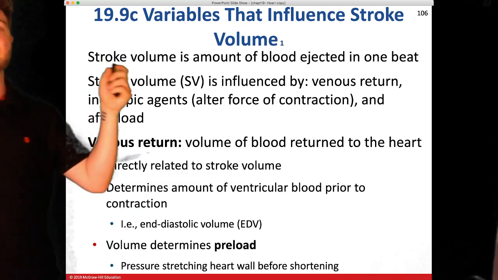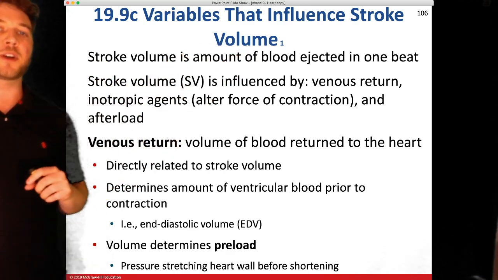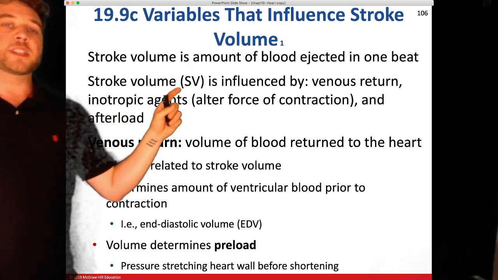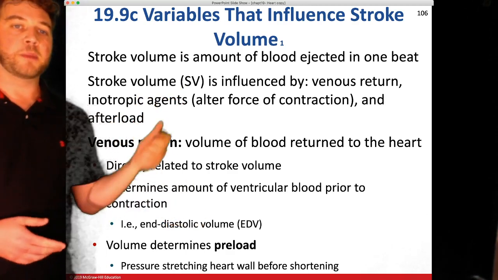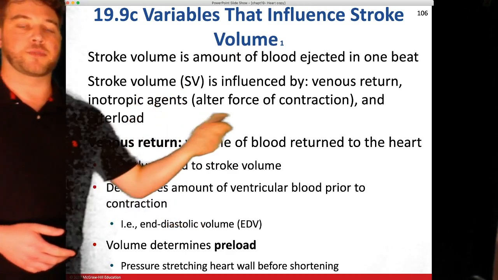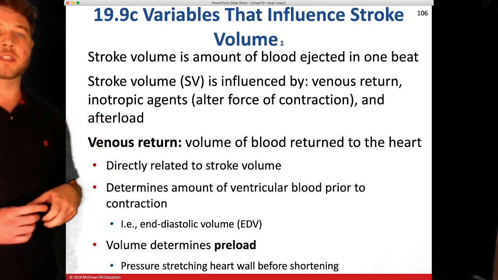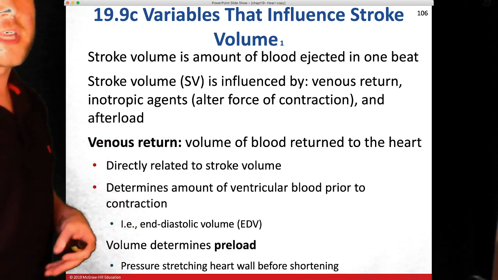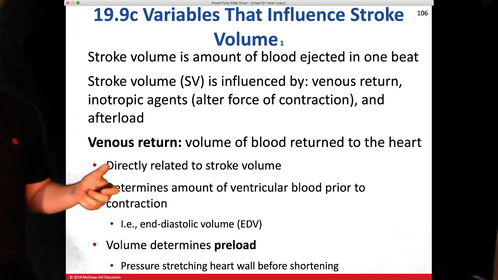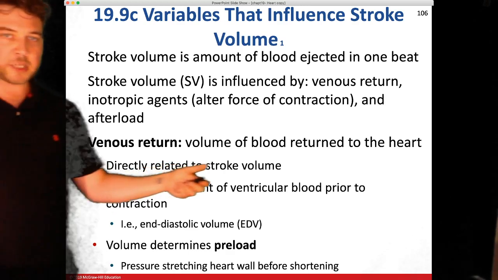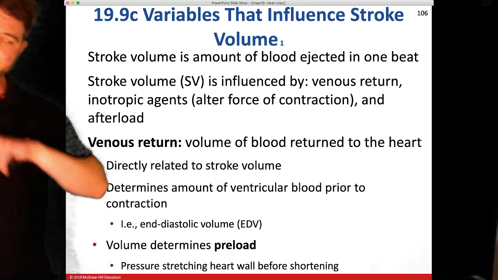Stroke volume is the amount of blood ejected in one beat. So now we're going to talk about the variables that influence stroke volume. Stroke volume is influenced by your venous return, the amount of blood that's coming back into your right atrium, by your inotropic agents, these alter the force of contraction rather than chronotropic, and the afterload, which we'll see is the force that the heart has to work against in the aorta and the pulmonary trunk. Your venous return is the volume of blood returned to the heart, directly related to stroke volume.